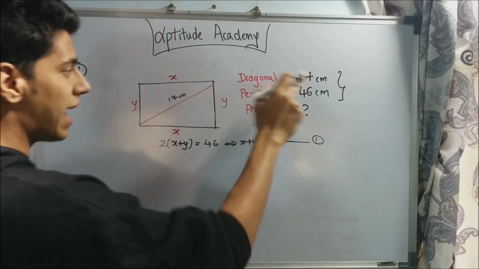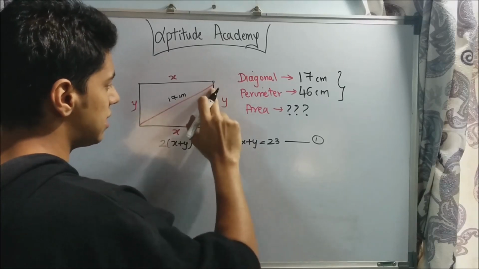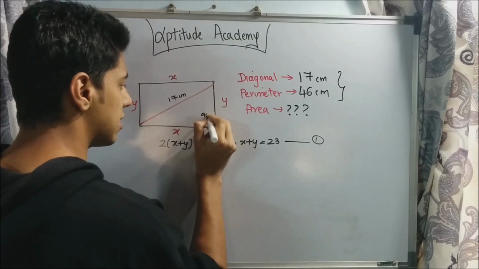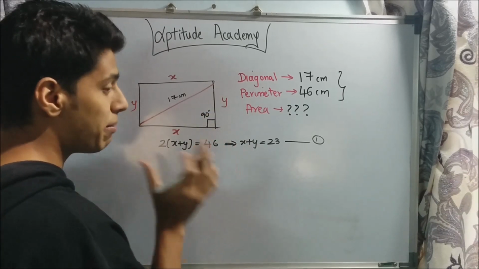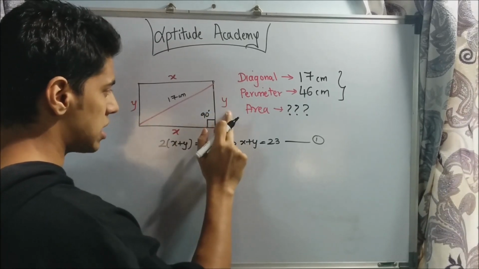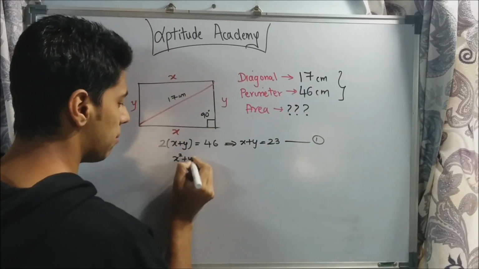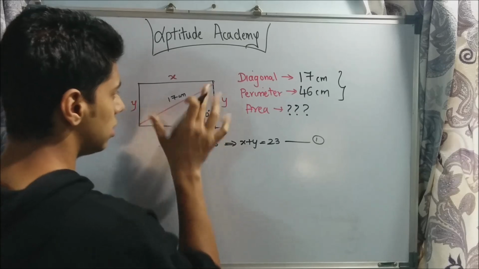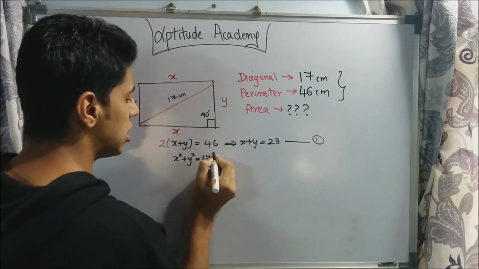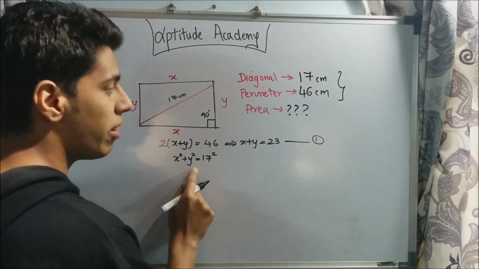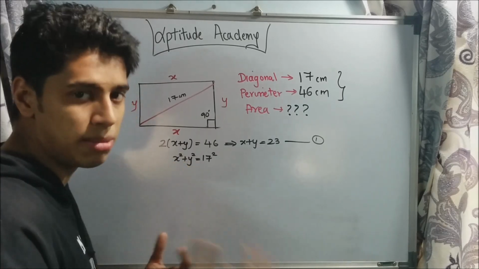Now, they've given you that the diagonal is 17 centimeters, right? So the value of this is 17. But we also know that this is 90 degrees since it's a rectangle. So we can say by Pythagoras theorem that x square plus y square is equal to the diagonal square, right? So we can write x square plus y square is equal to the diagonal square. That is 17 square, right? Now, we don't have x square and we don't have y square.